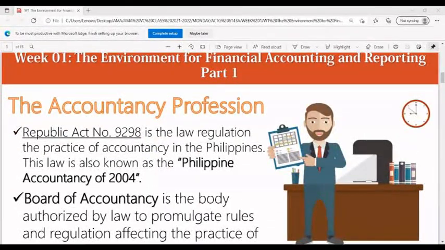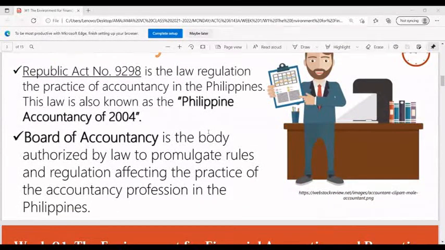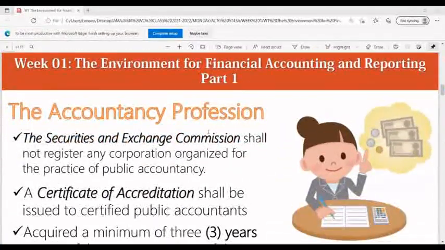So the accountancy profession under Republic Act number 9298 is the law regulating the practice of accountancy in the Philippines. This law is also known as the Philippine Accountancy Act of 2004. So the Board of Accountancy is the body authorized by law to promulgate rules and regulations affecting the practice of the accountancy profession in the Philippines.